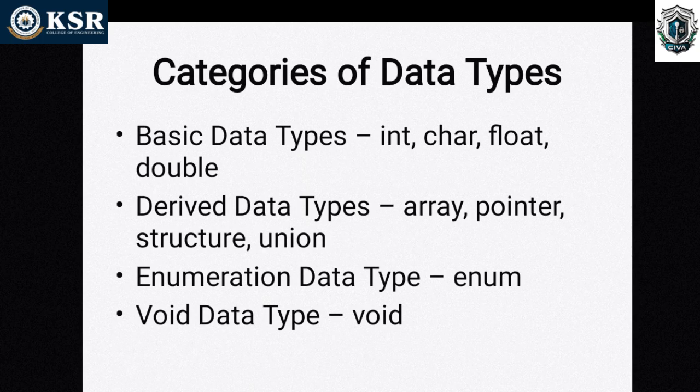Next, let's see the categories of data types. Here are 4 data types: basic data types, derived data types, enumeration data type, and void data type. Basic data types include int, char, float, double. Derived data types include array, pointer, structure, and union.